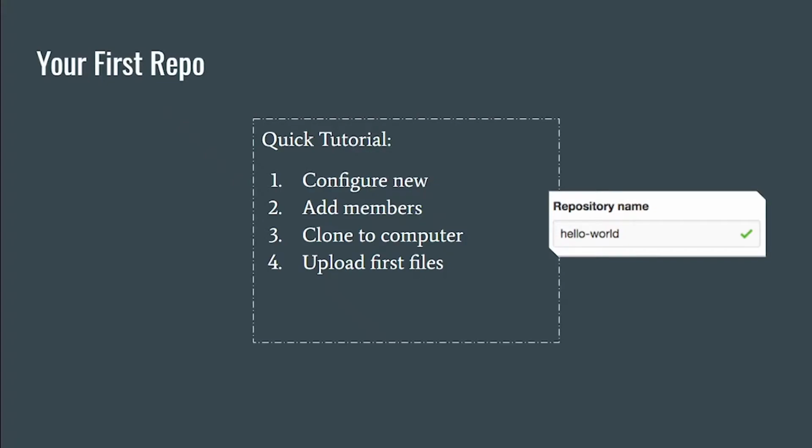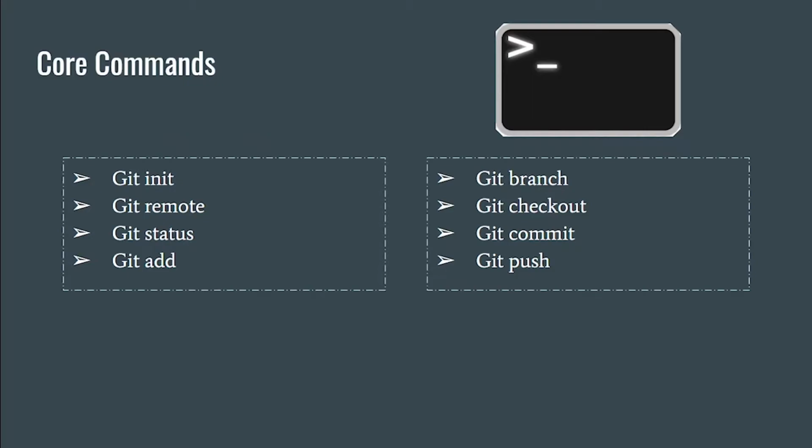Excellent. So you've now uploaded your first files and initialized your main branch. Congratulations, you're all set with your first repo. So let's walk through your core commands. You had git init and git remote that were one-time commands used to help set up your repo on your computer, initialize the repo and get it ready for version control, and create a remote connection from your local computer.